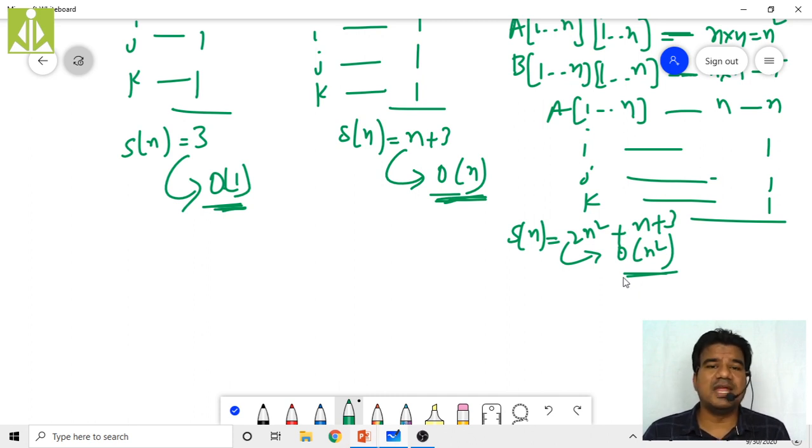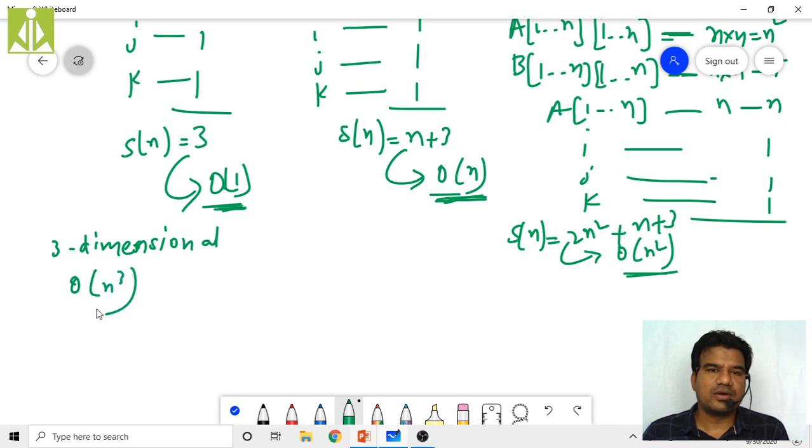If we use a three-dimensional array, we will assume that we are using a three-dimensional array as well. So what will be our order? Order of n cube. Likewise, we can use up to three-dimensional arrays, that too in very rare cases.